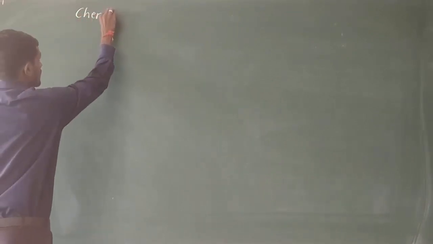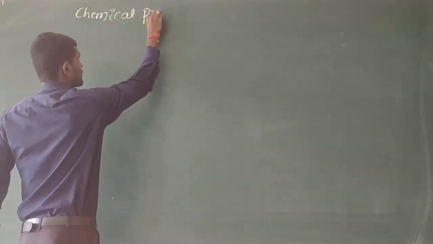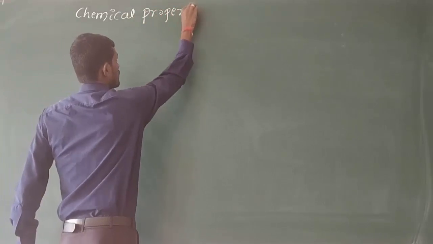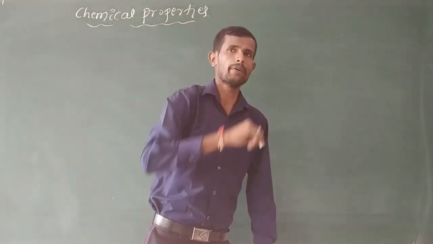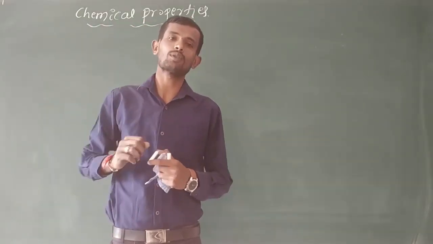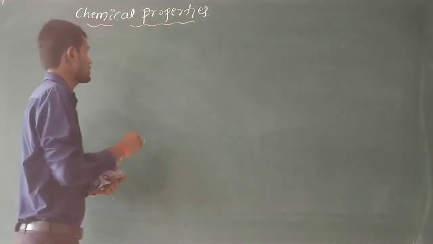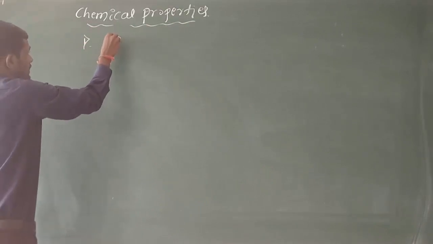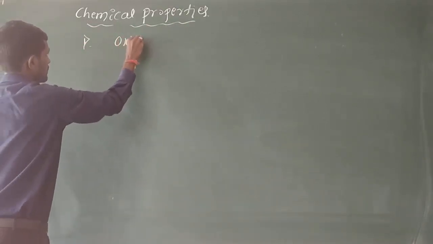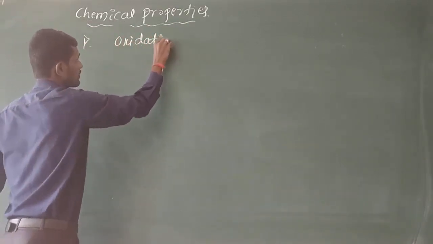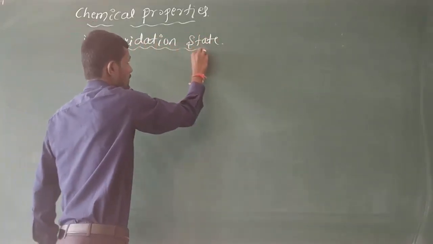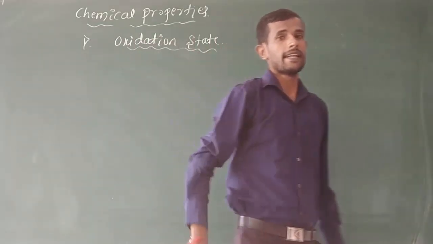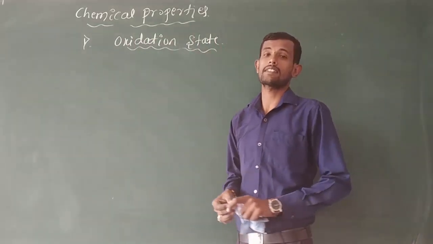Come to the point of chemical properties. Observe carefully, this is very important. These are the chemical properties of 17th group elements. In that, the first one I take is oxidation state. Oxidation state of 17th group elements. Which oxidation states do halogens show?